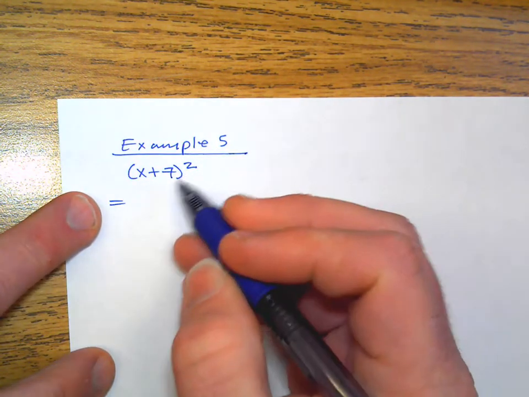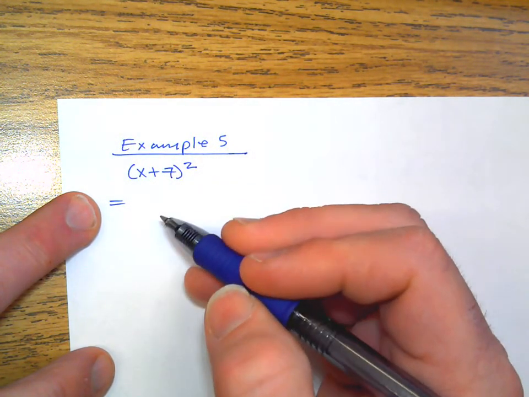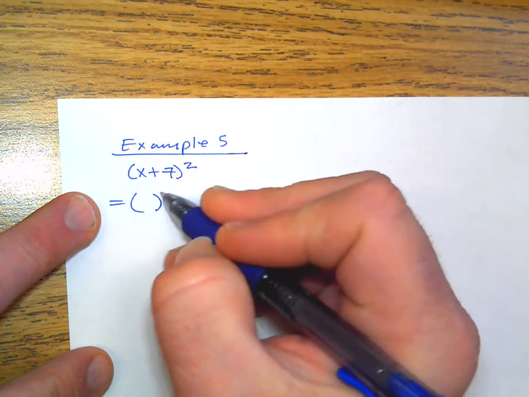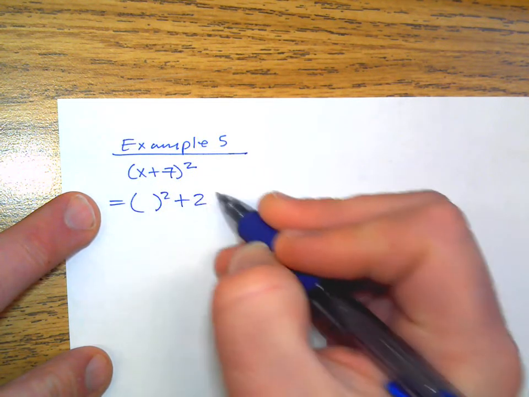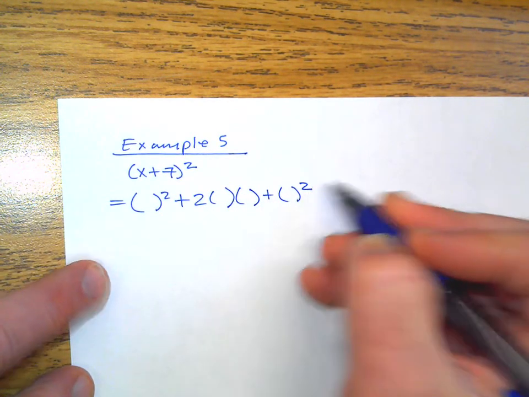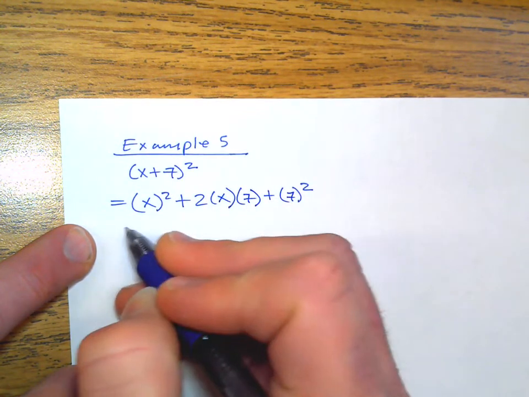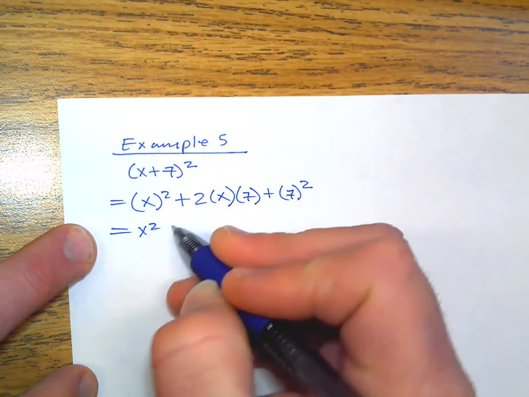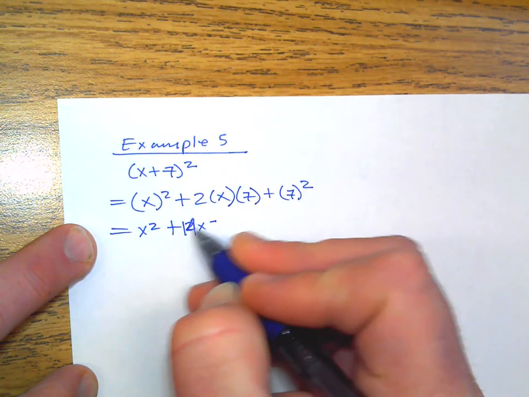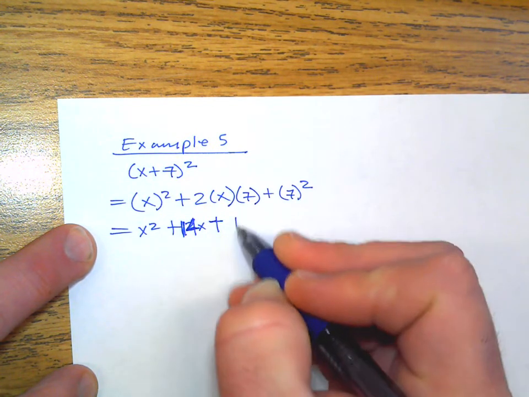Now, this is that first pattern. This is not the sum of difference pattern. This is the square. Okay? So on this one, we do the first thing squared plus 2 times the first and the second thing plus the last thing squared. And then you could plug it in: x, 7, 7. So the answer is x squared plus 2x times 7, plus 14x plus 49.